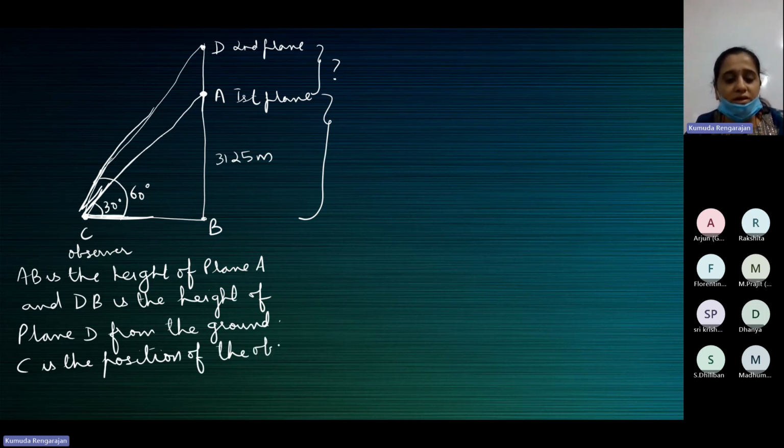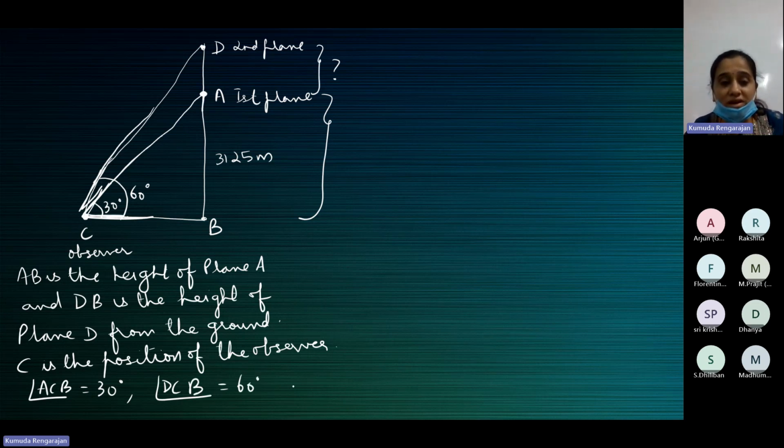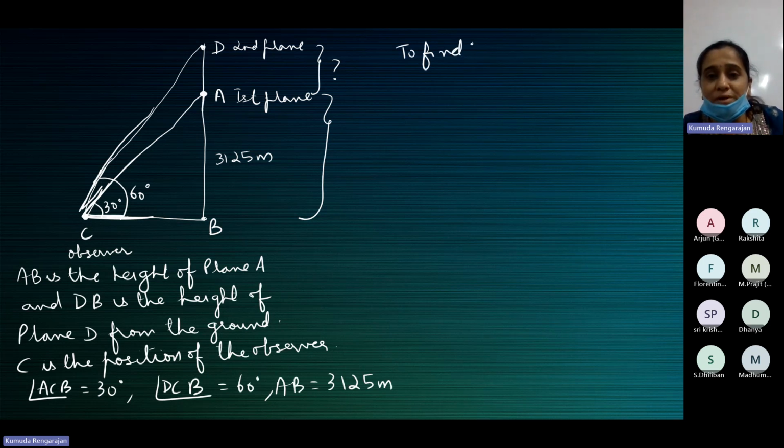Then just write out the angles of elevation. Angle ACB is equal to 30 degrees. Angle DCB is equal to 60 degrees. And which one is 3125? AB is 3125. What should you find? To find the distance between the two planes at that particular instant, that means you'll have to find AD. So this basic description about your figure you must give.